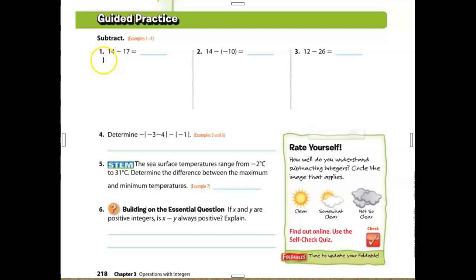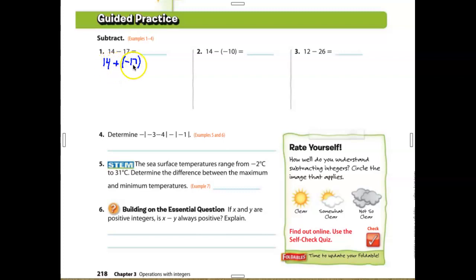It's similar to what we've done before with dividing fractions. We're going to keep the 14, and then we're going to change the subtraction to addition, and then instead of flipping the fraction, obviously we're going to flip the sign. So this is a positive 17. What is the opposite of positive 17? That's correct, negative 17.